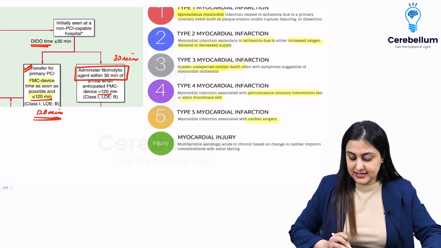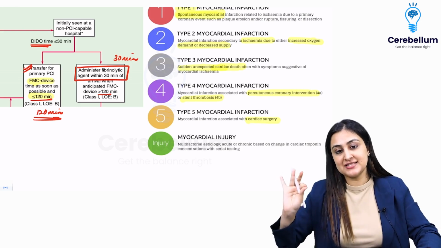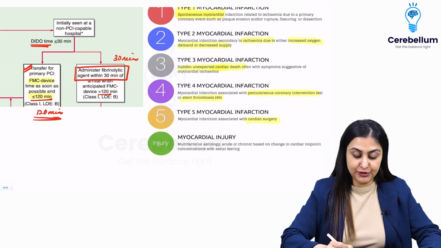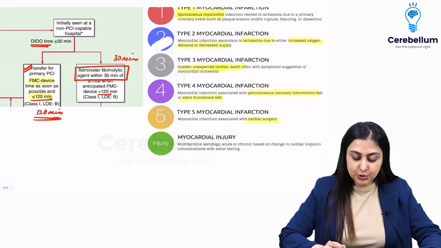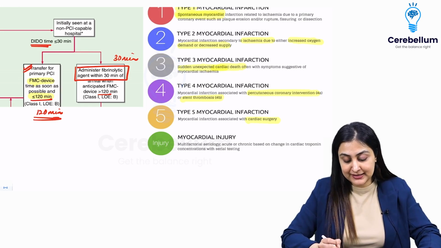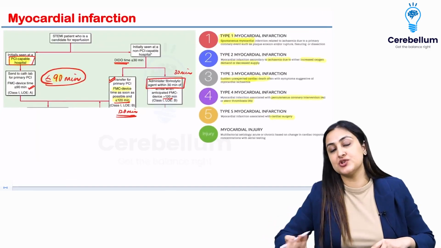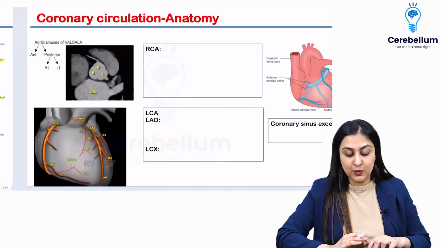5 is with cardiac surgery, and injury could be just troponin which is raised, as I've already told you. So 1 is plaque, 2 is oxygen demand supply mismatch, 3 is sudden cardiac death, 4 is PCI, 5 is surgery. Alright, so this is just one thing you want to go through one time.